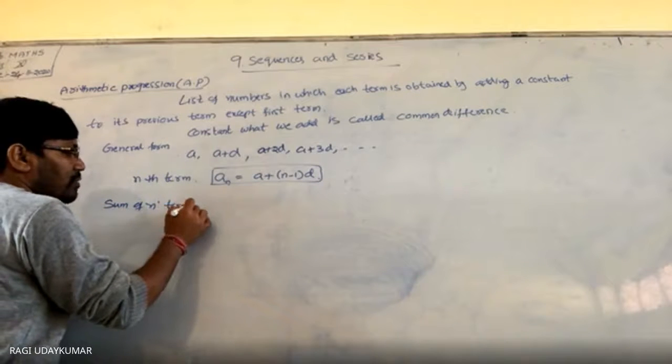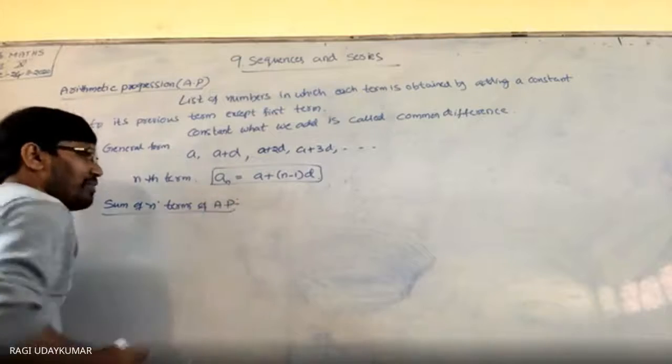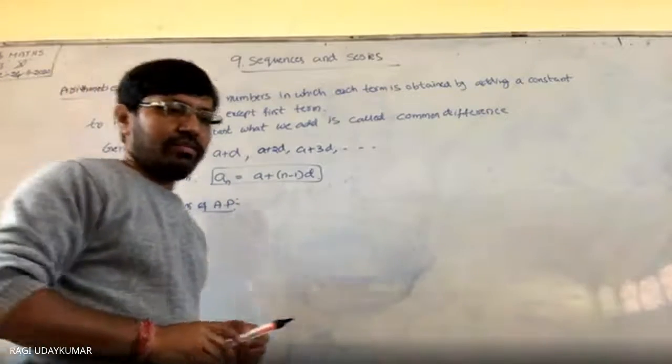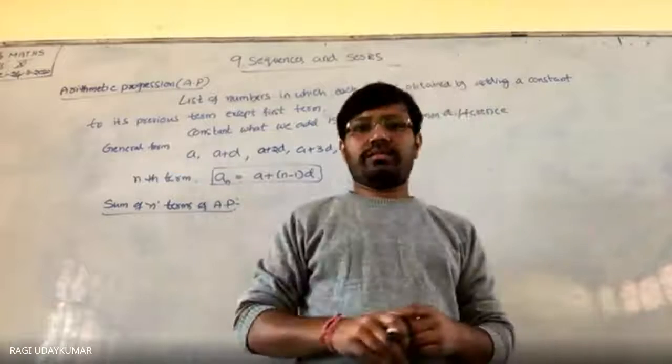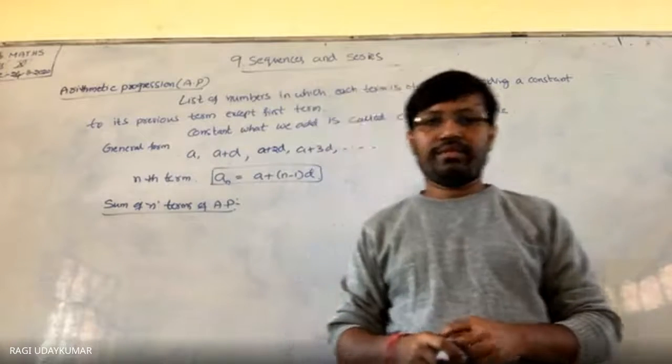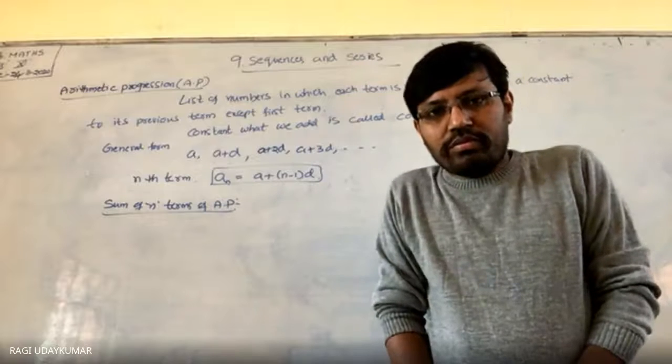Sum of the n terms of an arithmetic progression. So this is actually very interesting, where there is one interesting story behind this one. Arithmetic progression, whenever you are taking integers. What is the story? Do you know?